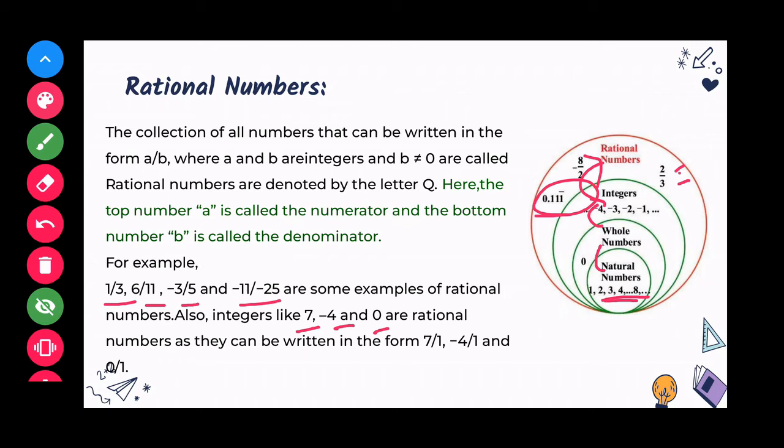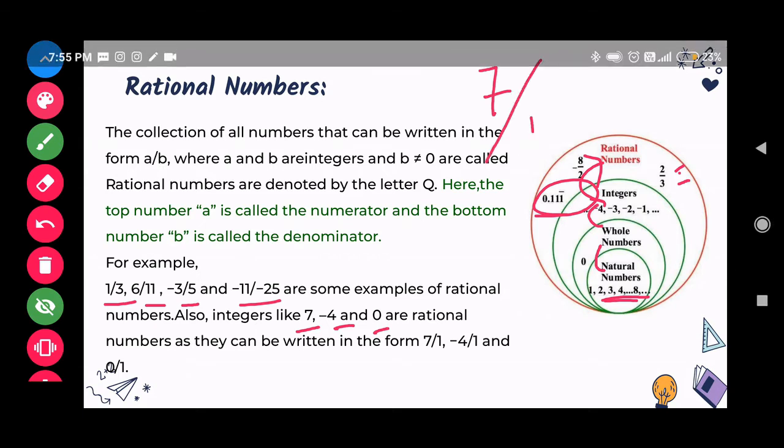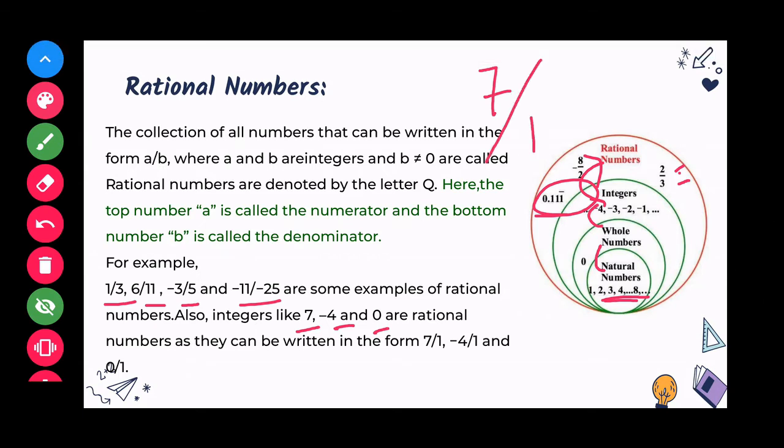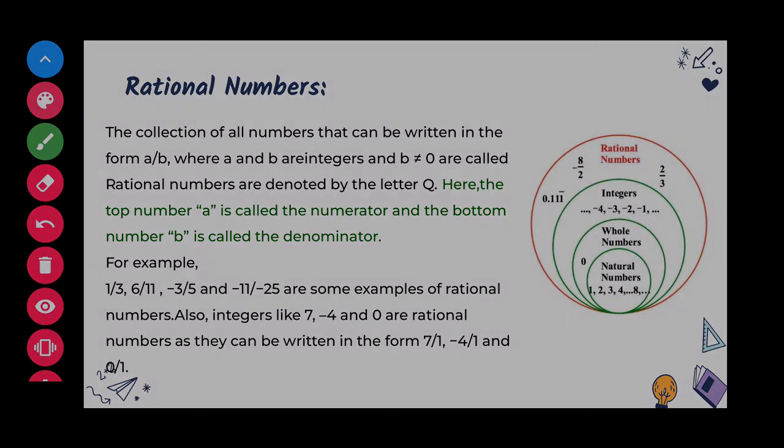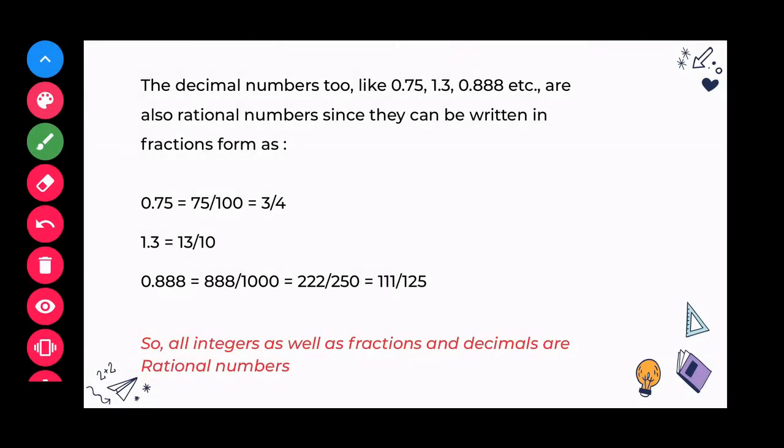Why? Because any number can be written with the denominator 1. It gives the same value. So any integer is a rational number. As I said in the earlier slide, the decimal numbers like 0.75, 1.3, 0.888, etc. are also rational numbers since they can be written in fractions.